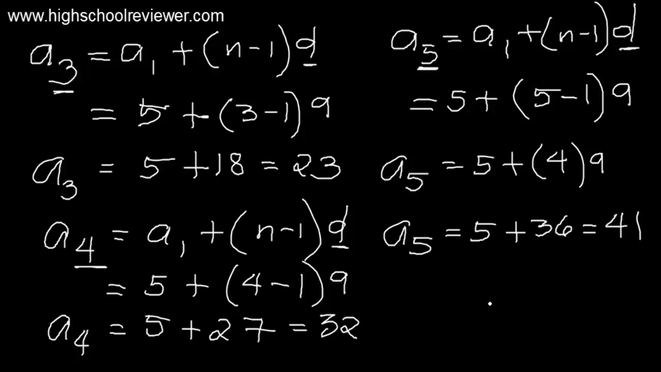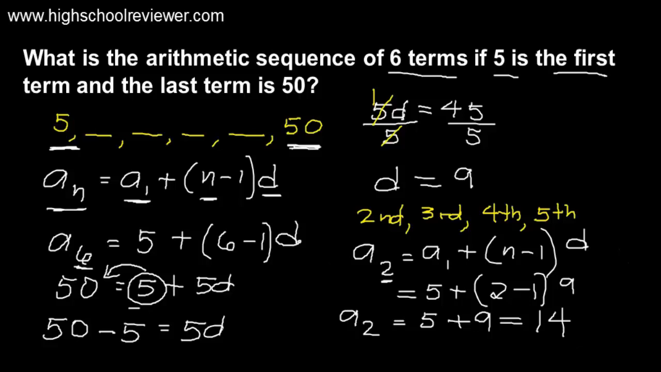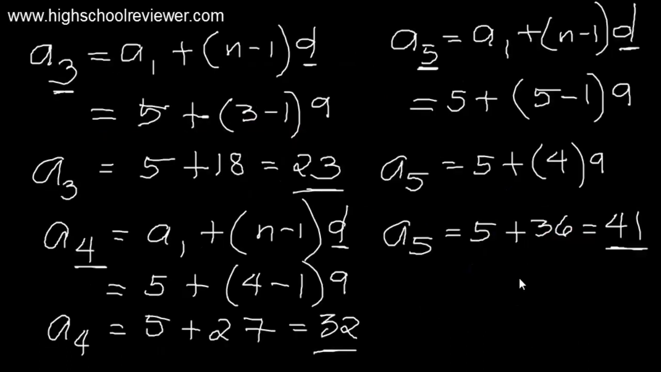So therefore, our A sub 5 is positive 41, A sub 4 is positive 32, A sub 3 is equal to positive 23, and our A sub 2 now is equal to positive 14. And these are now our final answers.